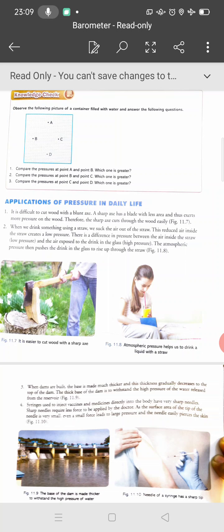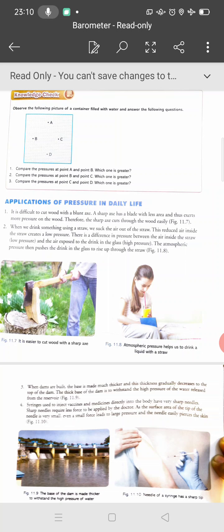Air inside is reduced, creating a low pressure, and there is a difference between the air inside the straw, low pressure, and the air exposed to the drink in the glass, high pressure. The air inside the straw is at low pressure, and outside, where the glass of drink is, there is high pressure. So this atmospheric pressure pushes the drink in the glass up through the straw. High pressure pushes the drink through the straw. Okay, so when you suck, you can drink easily.